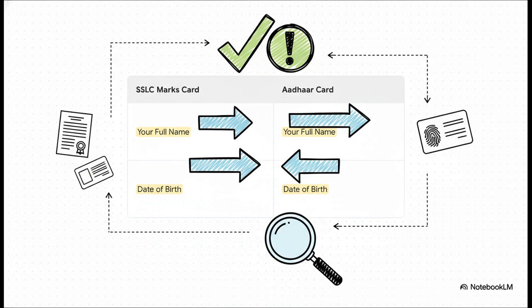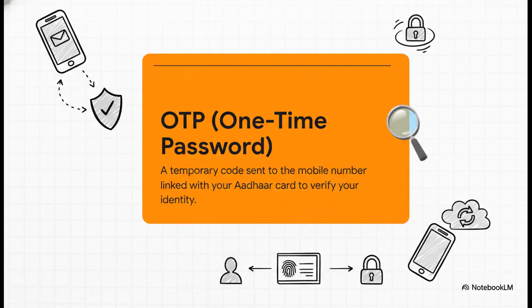Even one letter off can cause a problem. If they don't match, you absolutely must get your Aadhaar updated before you start. Seriously, pause this and check it right now. So to confirm it's really you, the system uses what's called an OTP, a one-time password. It's just a temporary, secure code that gets sent as a text message to the mobile number that's linked with your Aadhaar. So make sure you have that phone handy, because you can't move on without it.